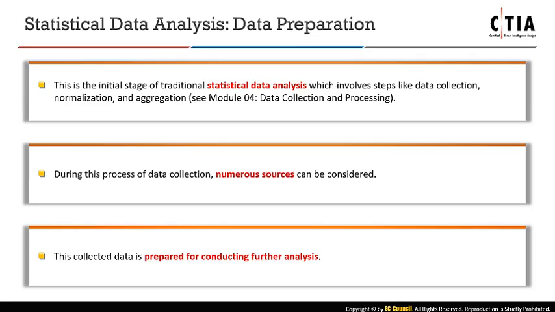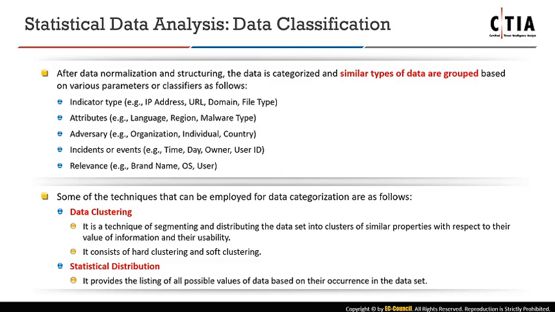Next, we see that during the process of data collection, we have many different, numerous sources of data that need to be considered. So we have to ask ourselves, what is the source of data? And we'll talk a little bit more as we get into this, choosing the sources of data and making sure we understand what that source is and if it's relevant to where we're going to be going with our data analysis. And next we look at the collected data being prepared for conducting further analysis. So once we've prepared the data, we can begin the next phase of analysis, and that would be data classification. So after normalization and structuring, the data is categorized.